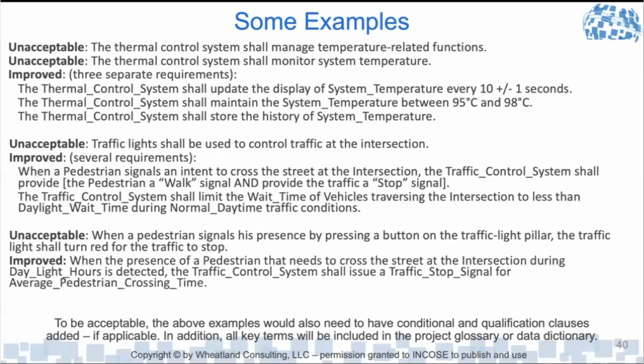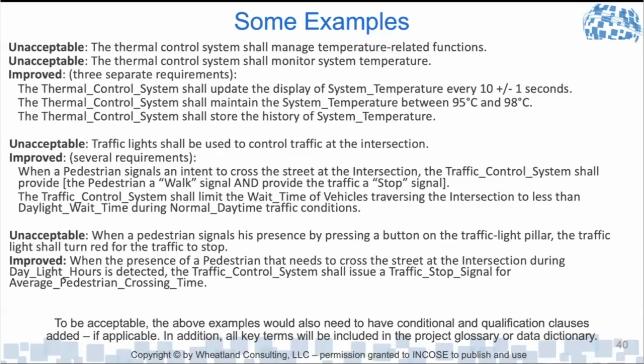pillar. So you could say, when the presence of a pedestrian that needs to cross the street at the intersection during daylight hours is detected, no matter how that happens, the traffic control system shall issue a traffic stop signal for the average pedestrian crossing time. Again, no implementation. It's just that whenever the presence is detected.